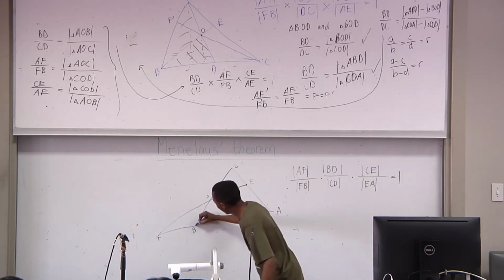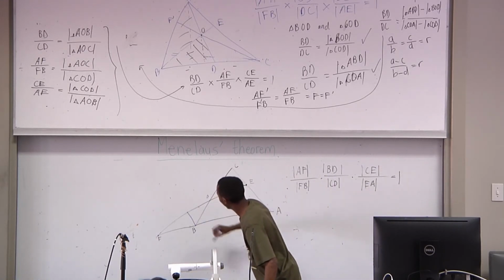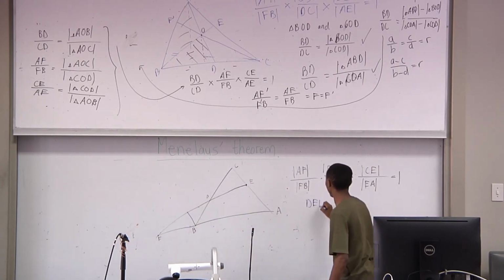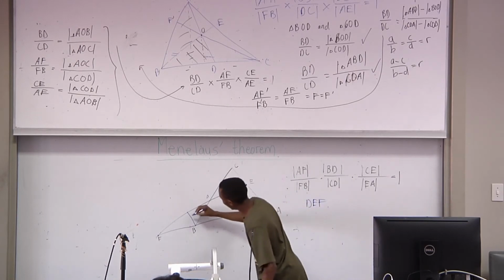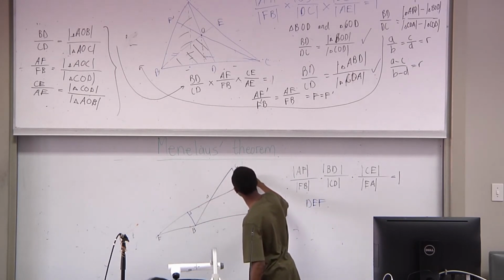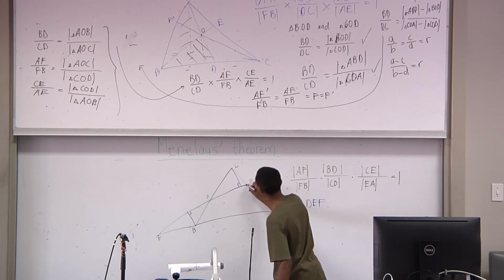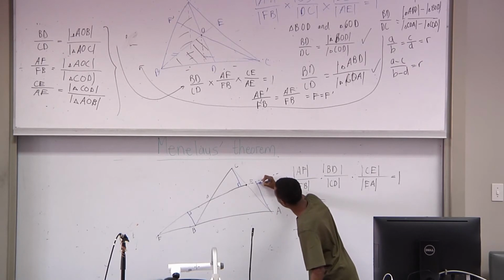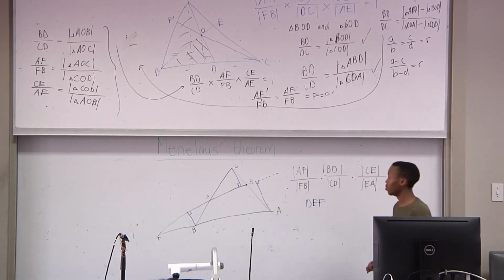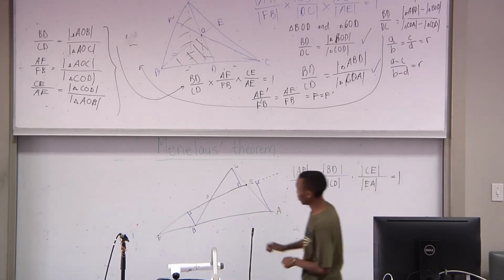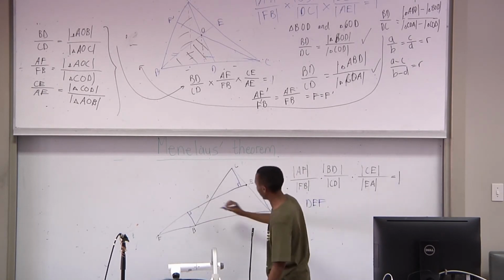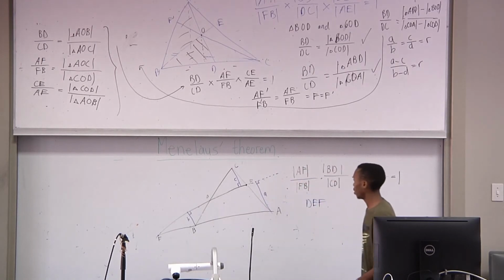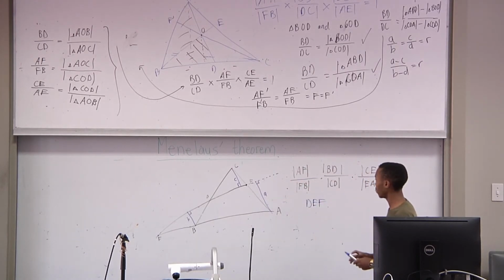So we construct perpendiculars to the line DEF. We construct perpendiculars from B, from C, and from A. So we extend this one, right? And we let this one equal A, this one equal B, and this one equal C, right?